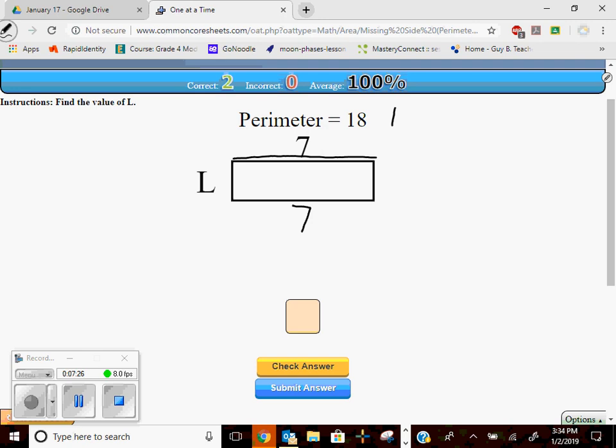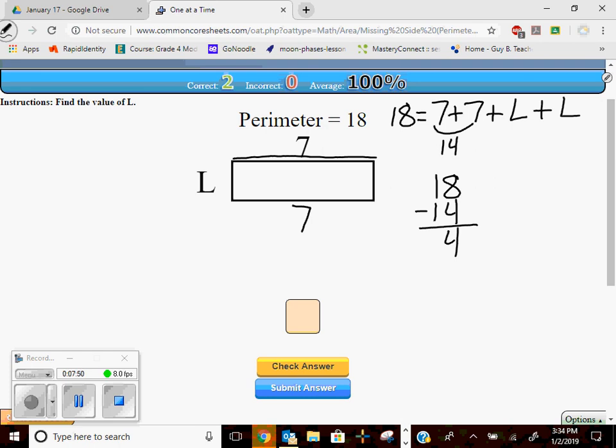Let's plug into the formula what we know. We know that the P is 18. We know what 2 of our lengths are, but we don't know the other 2. Plug in what you know. You know that 2 of the lengths are 7 each. Well, 7 plus 7 gives me 14. So I'm going to subtract that 14 from 18, and I'm left with 4.